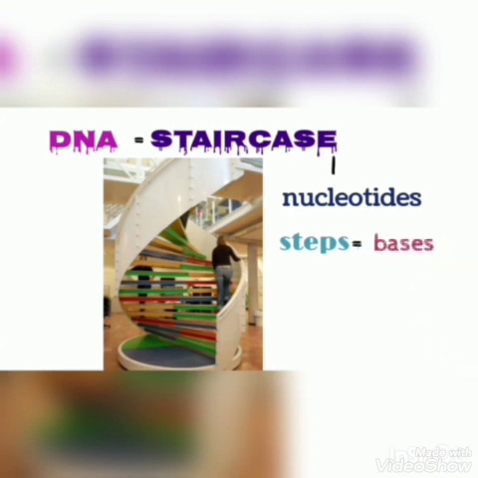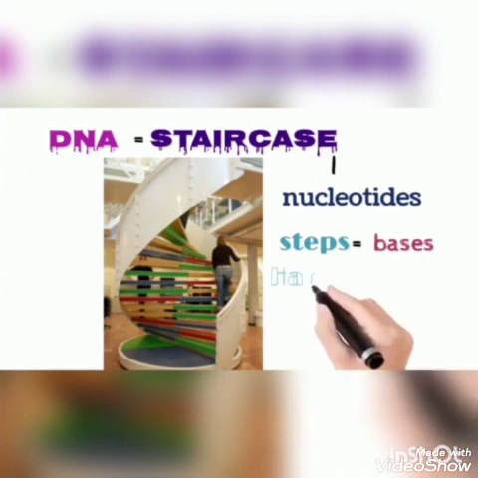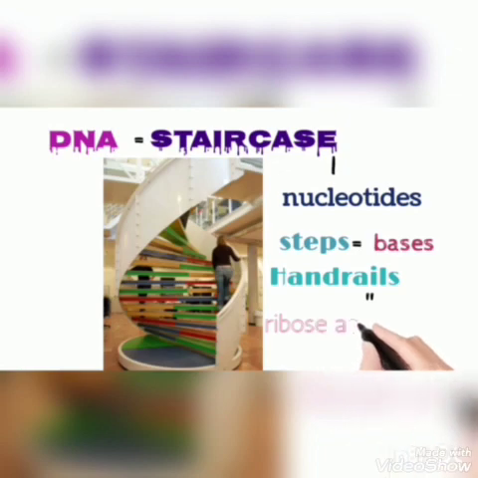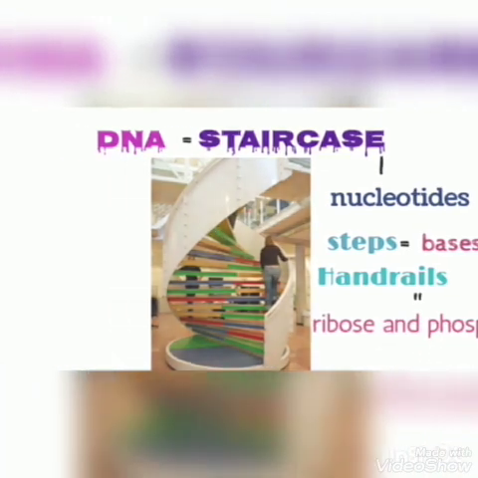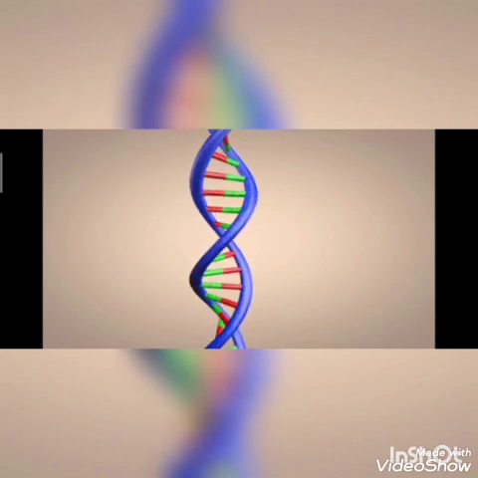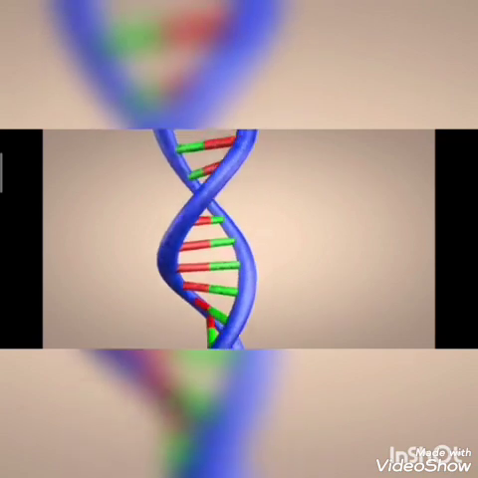And our steps are made up of bases. The bases are adenine, thymine, guanine and cytosine. And the handrails are made up of the backbone, that is deoxyribose and phosphate. And this is how our double helical structure of DNA looks like.